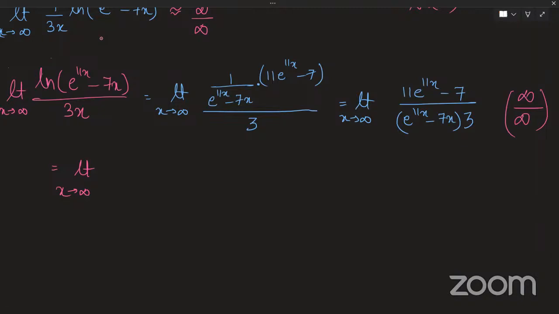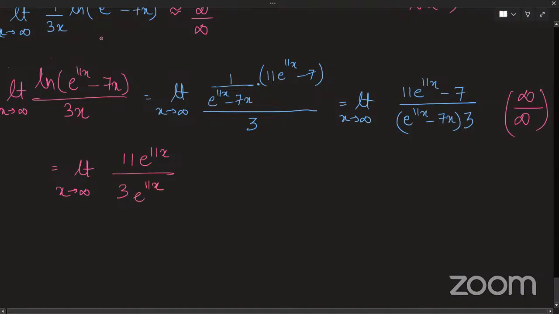Navneet, ignore the polynomial. Okay, so after ignoring the polynomial, just tell me what will come over here. Ignore the polynomial and tell me what I will get over here. I wanted the whole thing actually. So 11 by 3 into 11.